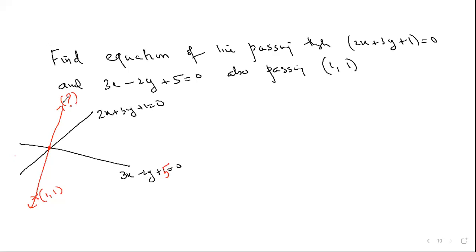Did you understand? Our old method is we'll solve these two equations and get this point, and then you'll apply the two-point formula and get the equation. Now I'm going to teach you a new method.